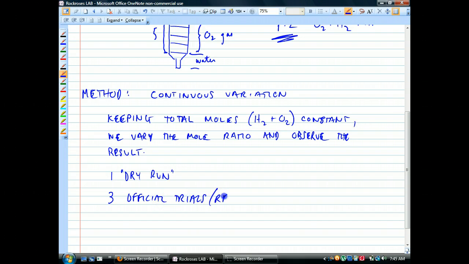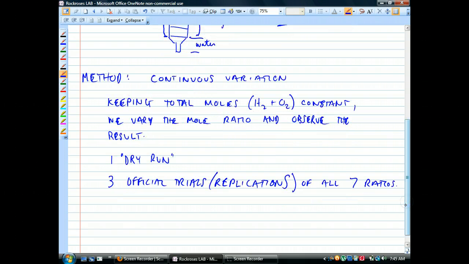Replications, I should say. Replications of all, I think there's a total of 7 ratios. So in other words, you're going to do this 21 times in your official data collection, but 28 times total. Okay? If we have time. If we don't have time, then maybe we could use your dry run as one of the 3 trials, or something like that, if we run out of time.